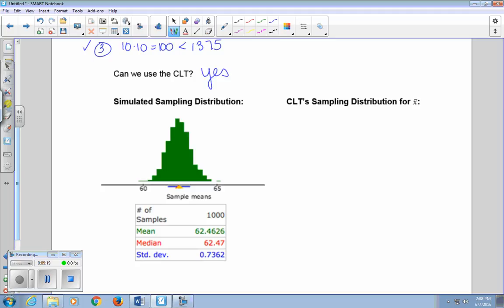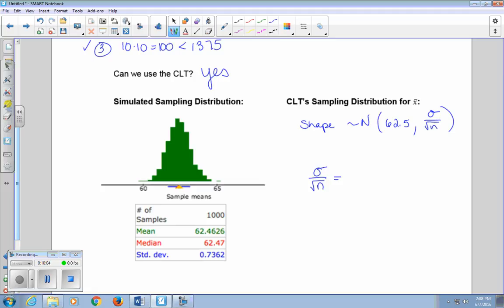And what does our central limit theorem say about our shape, center, and spread? It will tell us that it is approximately normal, with mean mu. So it's going to be centered at 62.5. And it's going to have a standard deviation of sigma over the square root of n. So let's calculate sigma over the square root of n.